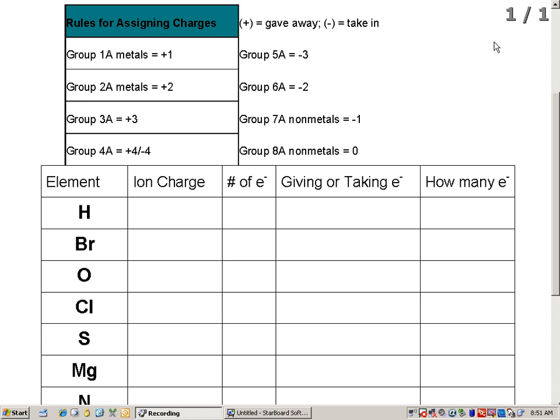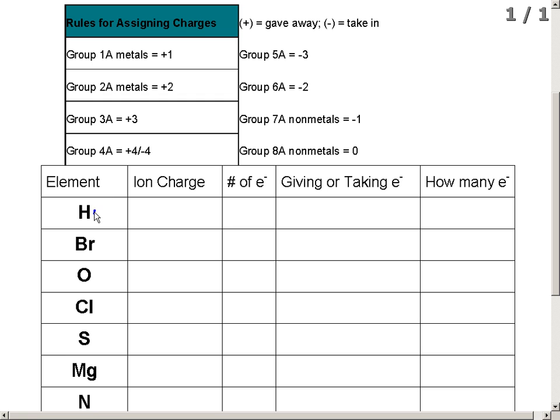Let's practice figuring out what, based on an element, where it is, what its ion charge would be, how many electrons the ion would have, whether it gave or took electrons, and how many electrons it gave or took. So, hydrogen. Hydrogen is in group 1A. It has 1 valence electron. Even though hydrogen we consider it a nonmetal, it's to the left of the staircase. And it says right here that group 1A metals, or hydrogens included, will have a charge of plus 1. Everything in group 1A is plus 1, so hydrogen's charge will be plus 1.